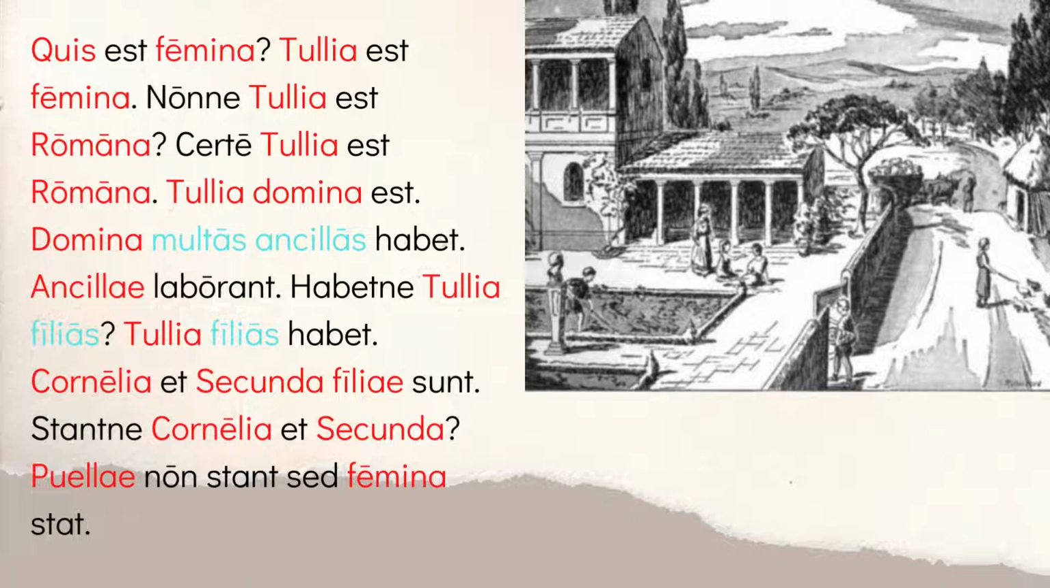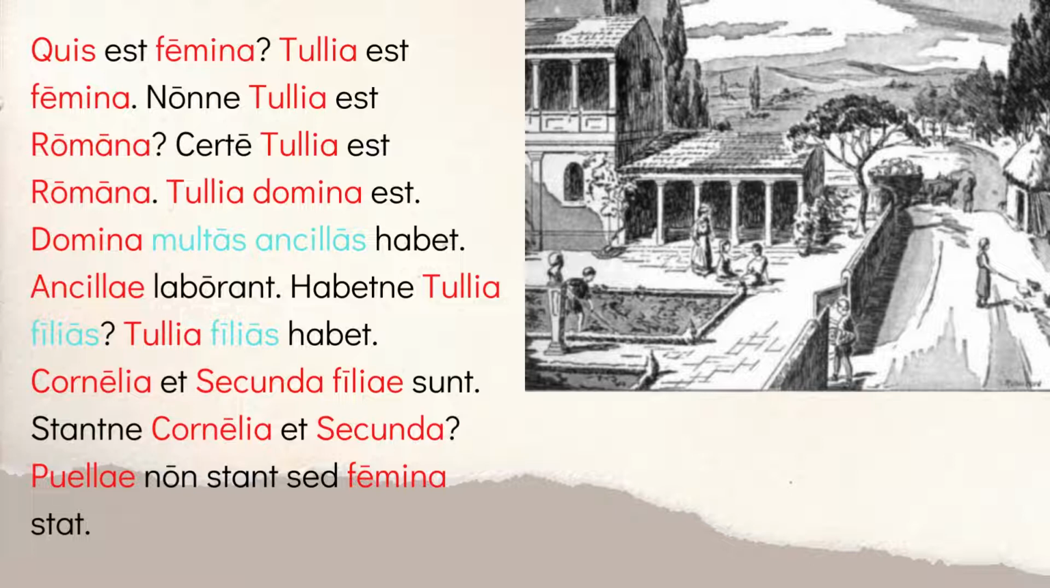Then we have our next question. Stantne Cornelia et Secunda? The -ne again means you're asking yes or no. Stant means they stand. So you're saying, are Cornelia and Secunda standing, right? The answer: puellae non stant, sed femina stat. So the girls, the puellae, are not standing, non stant, right? And if you look in the picture, I believe they're supposed to be right in the middle where you can see a woman standing with 2 children. I think that's where you're supposed to be looking at, Tullia, the mom, with Cornelia and Secunda. But it's saying the girls are not standing, but the femina, the woman, stat, is standing, right? So it's showing you that the kids are sitting down, the woman is standing up.